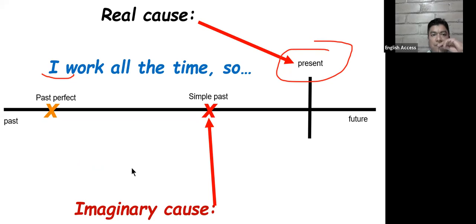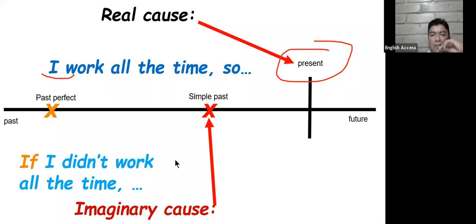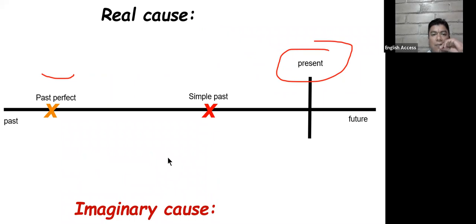Another example. I work all the time. So, imaginary cause: if I didn't work, if I didn't work all the time.